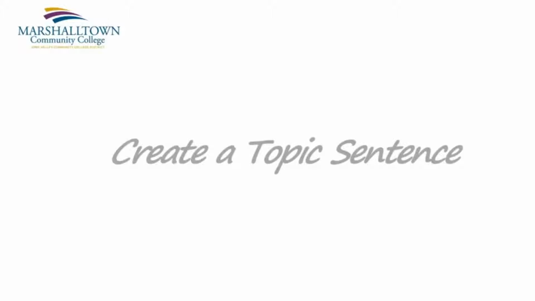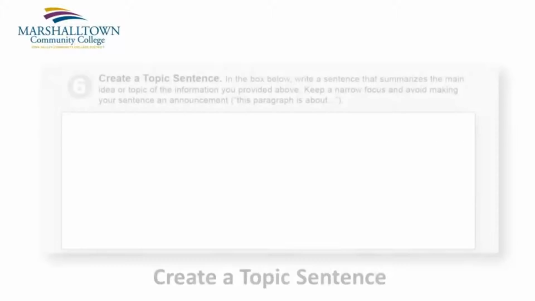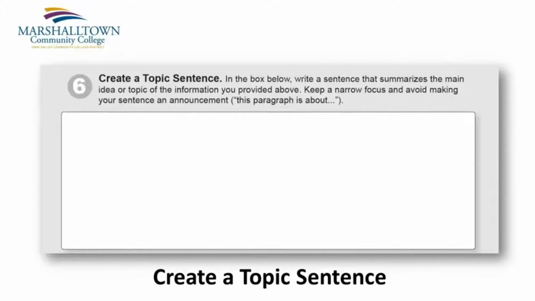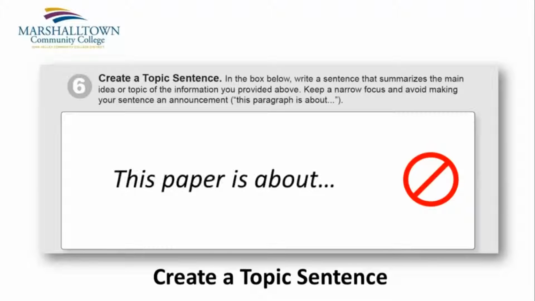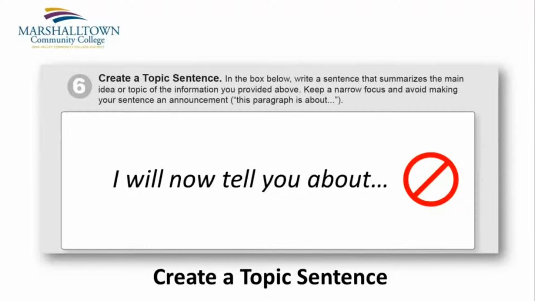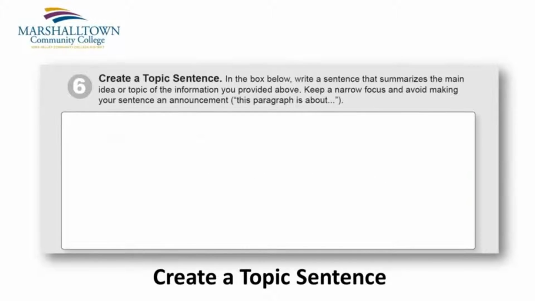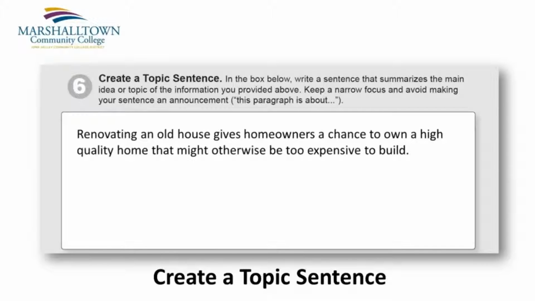Now it's time to create a topic sentence. As I mentioned earlier, a topic sentence is the first sentence of a paragraph, and its purpose is to introduce the main point of your paragraph. Make sure your topic sentence is focused on a specific detail of your chosen topic, and avoid making your topic sentence an announcement, like this. Here's a better example of a topic sentence for my chosen subject. Renovating an old house gives homeowners a chance to own a high-quality home that might otherwise be too expensive to build.